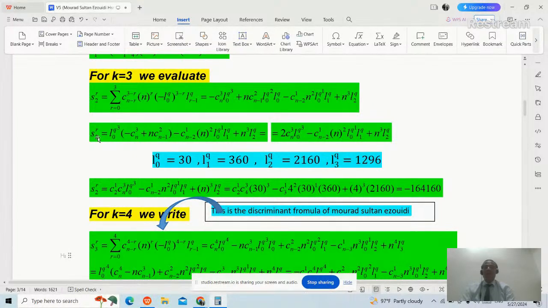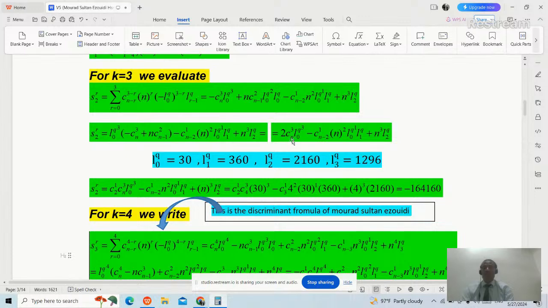It will be written as S2 of order R is L0 of dq to the power 3 times, between parentheses, minus the combination n choose 3 plus n times combination (n minus 1) choose 2, I close the parentheses, minus combination (n minus 2) choose 1 n squared L0 of dq L1, plus n cubed L2. You see the first term, negative combination n choose 3 plus n times (n minus 1) choose 2, you can conclude that it is equal to 2 combination n choose 3.